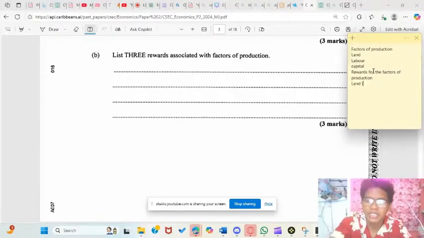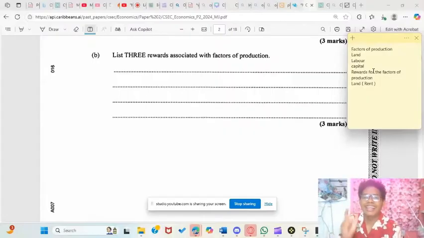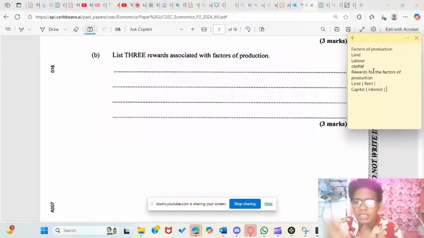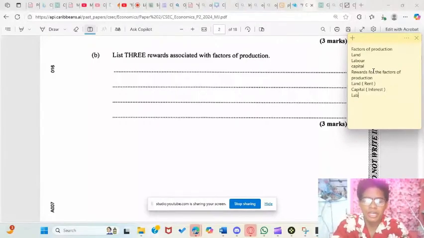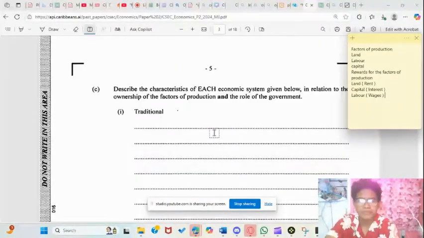Land, it is rent because land is permanent. No one can't really own land in its literal sense because land is permanent, it's unchanging, it's always there. And we have capital. We usually have interest as a means of reward for capital. And then we have labor. The reward for that is wages, because you have to pay wages to your laborers, obviously. So we have that out of the way.